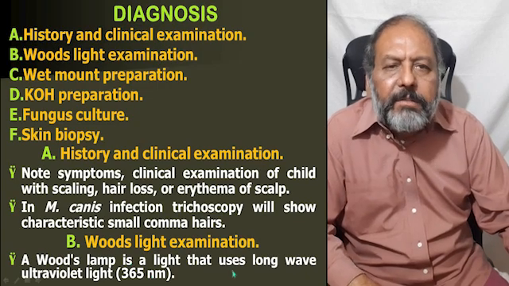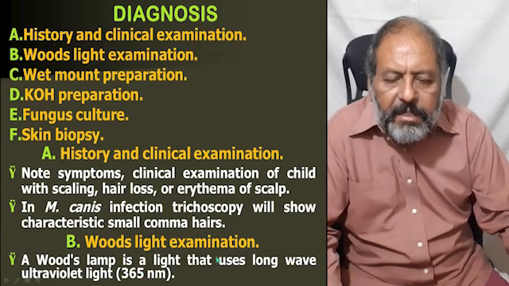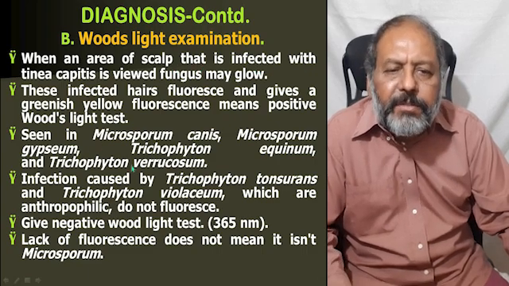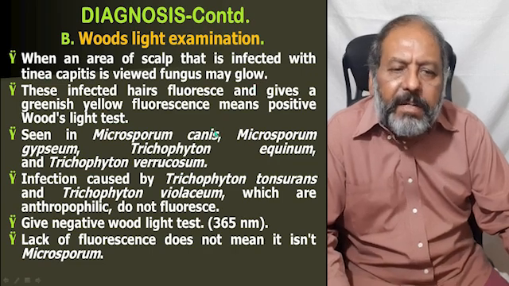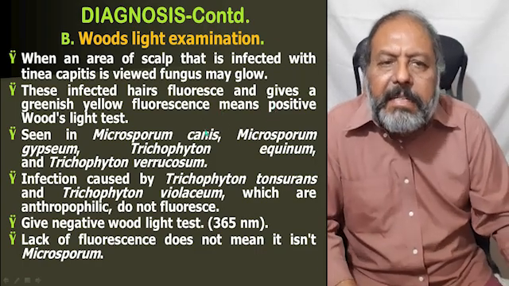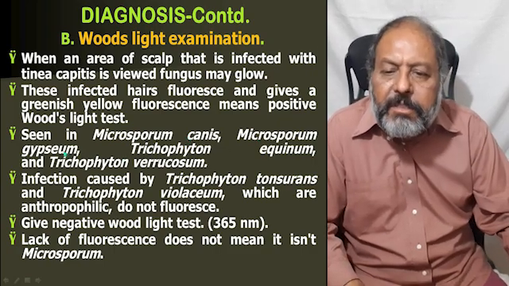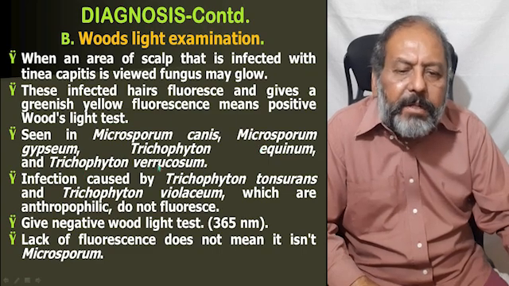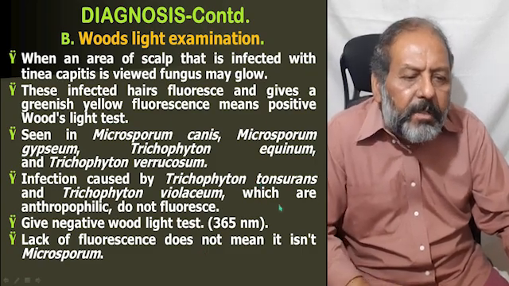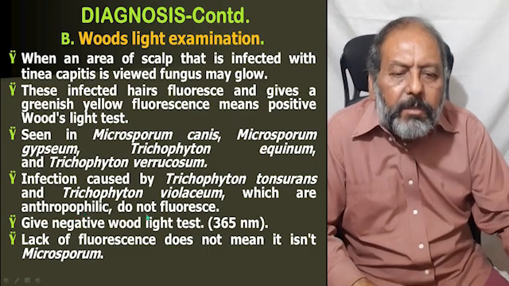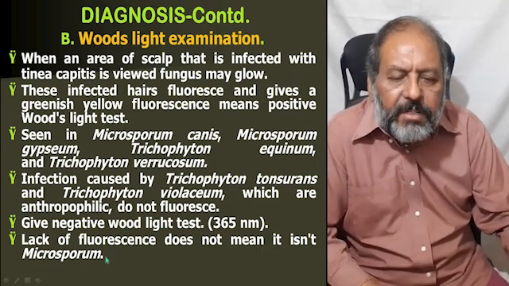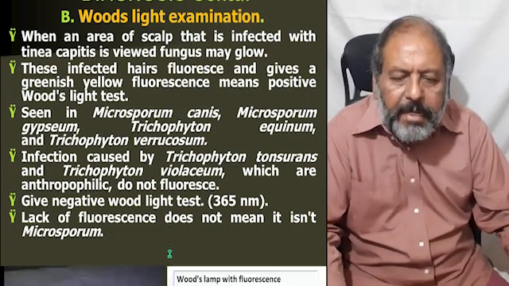A Wood's lamp is a light that uses long wave ultraviolet light of 365 nanometers. When an area of the scalp infected with Tinea capitis is viewed, the fungus will glow. These infected hairs fluoresce and give a greenish yellow fluorescence, meaning a positive Wood's light test. It is seen in Microsporum canis, Microsporum gypseum, Trichophyton equinum, and Trichophyton verrucosum. Infection caused by Trichophyton tonsurans and Trichophyton violaceum, which are anthropophilic, does not fluoresce and gives a negative Wood's light test, and lack of fluorescence does not mean it is not Microsporum, as I have already told you.